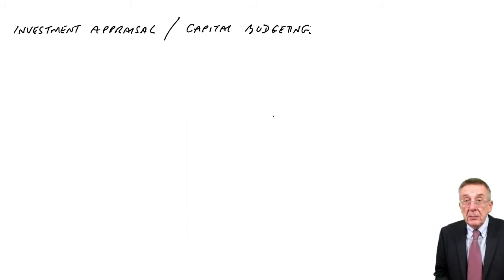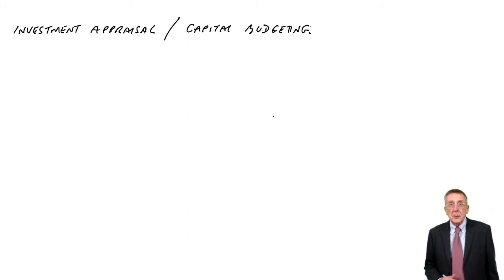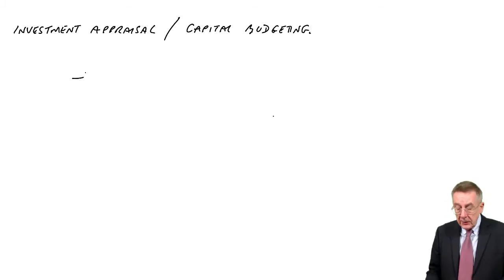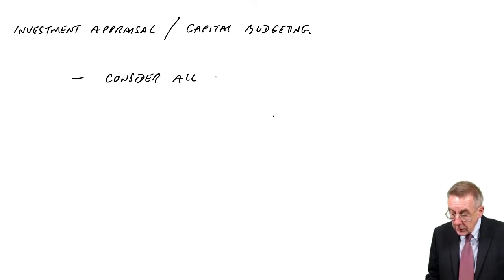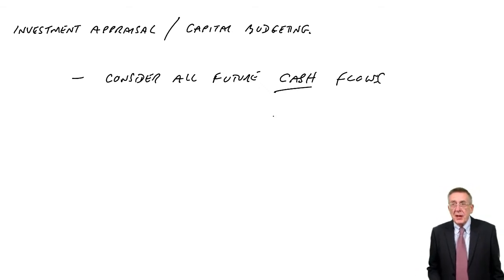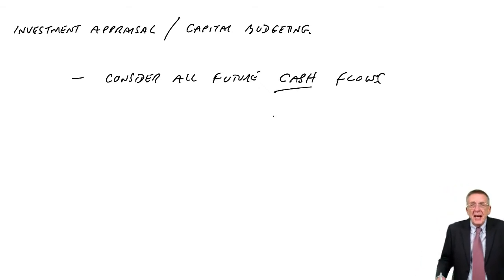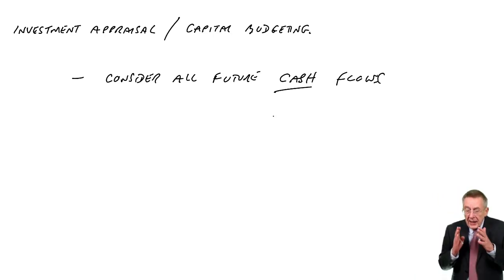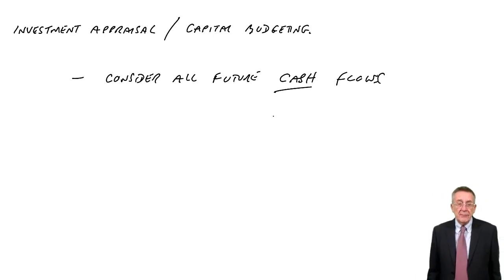The net present value approach is basically terribly simple. We always look at the cash flows. We consider all future cash flows, and only cash flows. We're not interested in things like depreciation. That's an accounting thing. We're looking at the cash that is involved.